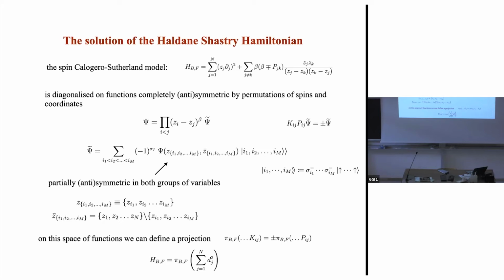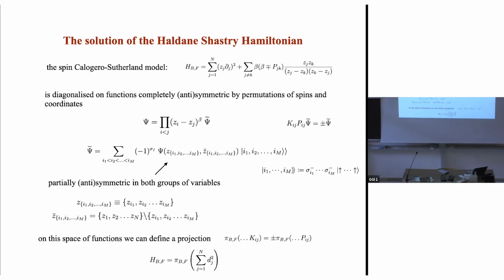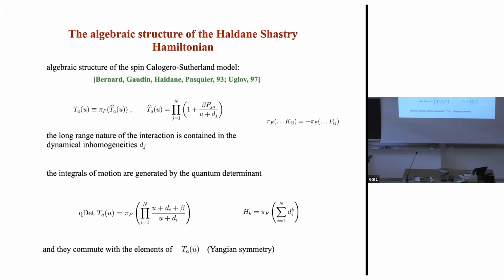So you get one of these Hamiltonians here by taking the bosonic or fermionic projection of the Dunkl operators, which you have here. You see that they contain only coordinate permutations. So when you do this transformation, you transform your Hamiltonian into a spin Hamiltonian. So why do this complicated procedure?